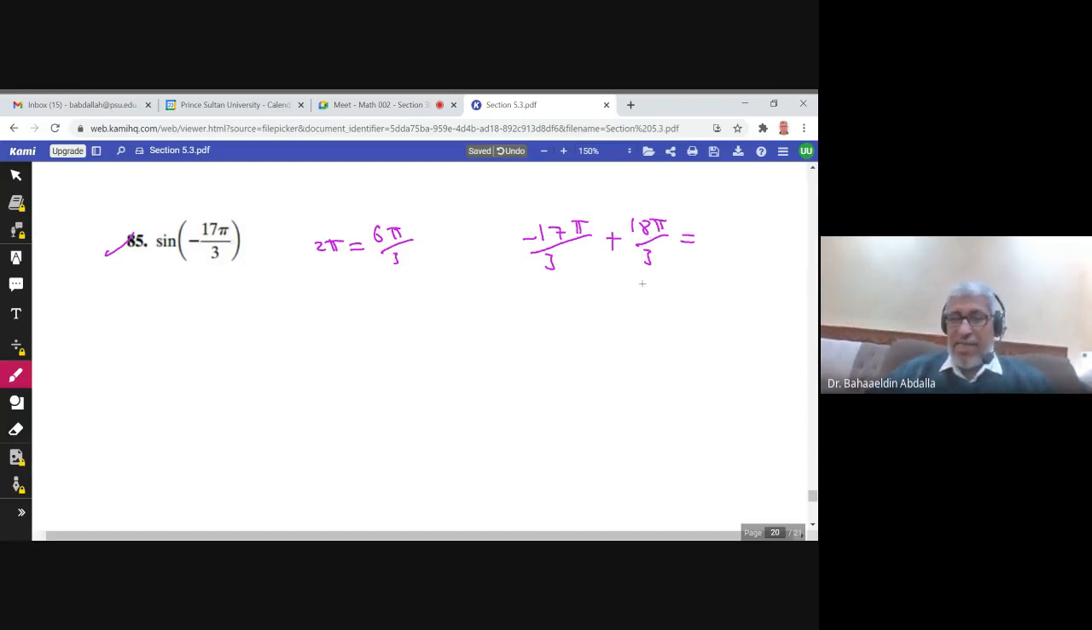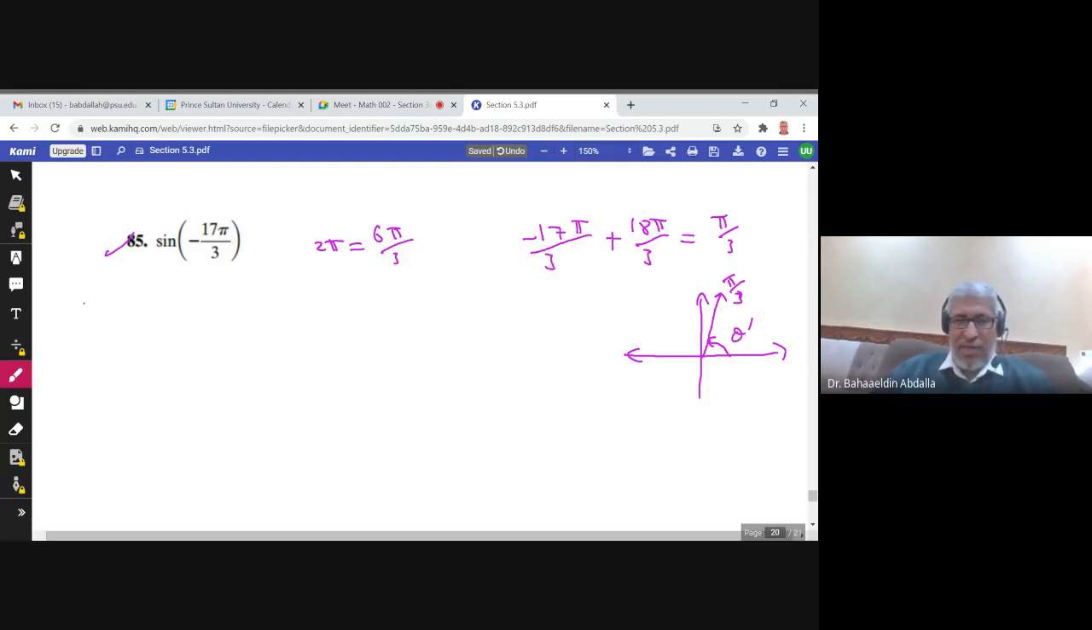If I add 2 pi, 4 pi, 6 pi, 8 pi, I will get pi over 3. And this is an angle in the first quadrant, coterminal to negative 17 pi over 3. And this is the graph of this angle. And actually, the reference angle of any angle in the first quadrant is the same angle. So theta prime is pi over 3.